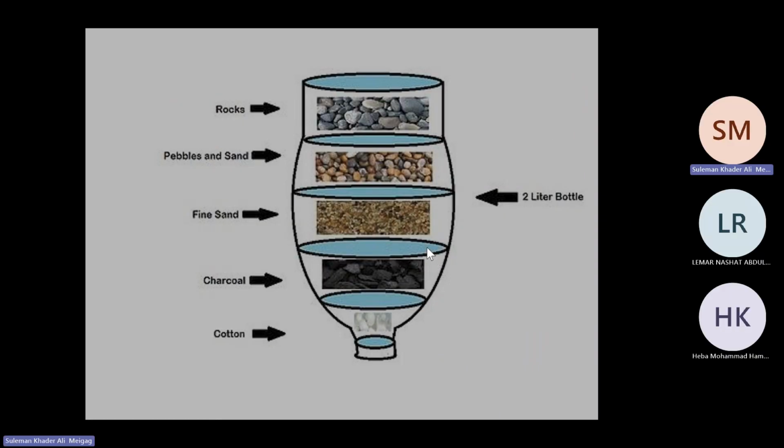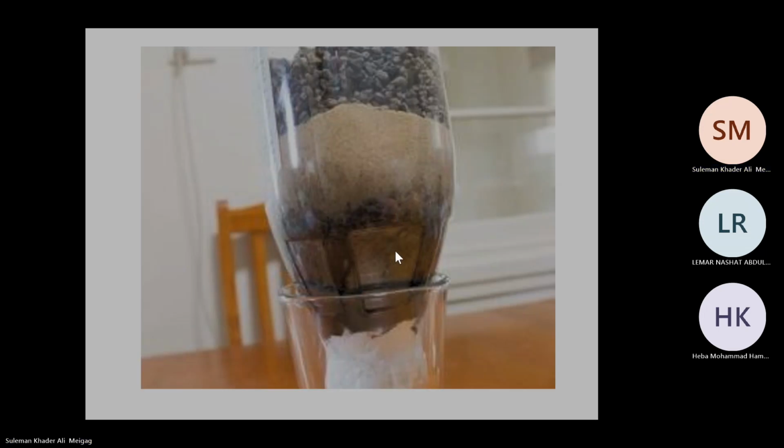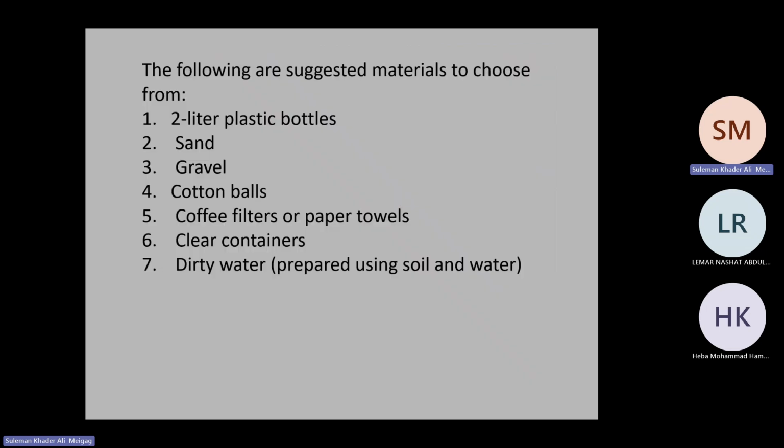Okay, so it looks like this. You can see big rocks at the top, smaller rocks, sand, charcoal there, and then cotton at the bottom. So you can make something like this to clean the water. Okay, so let's have a look at what else we can do.